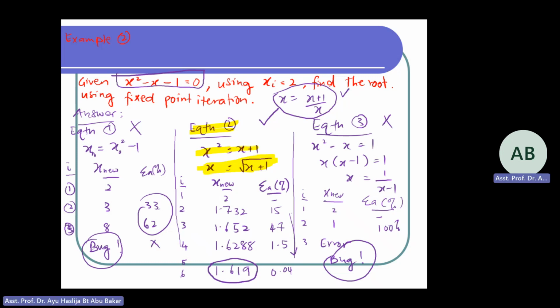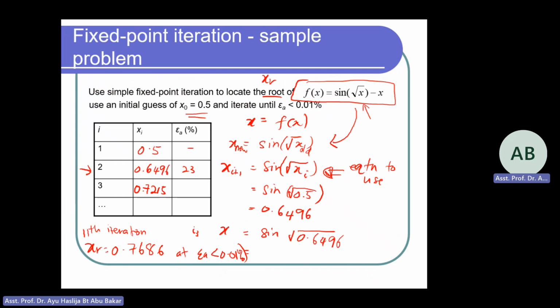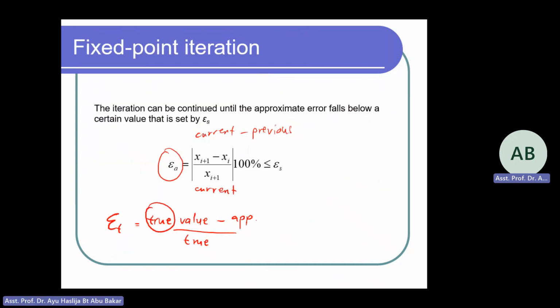The previous one is using 0.7686. So plug it back into the equation over here. You should be getting 0.00 something, so approaching 0. Okay. Any question on the fixed point iteration?